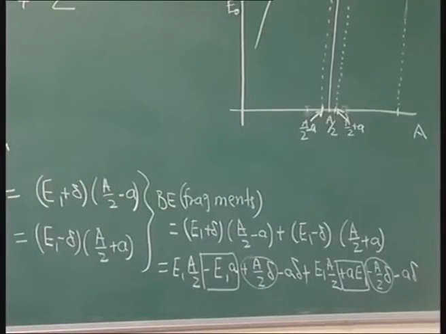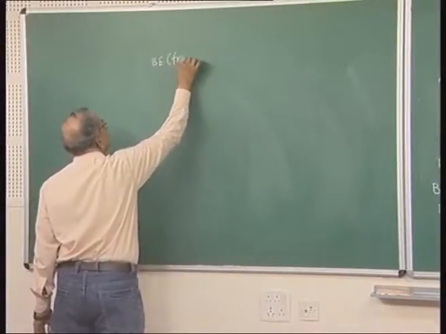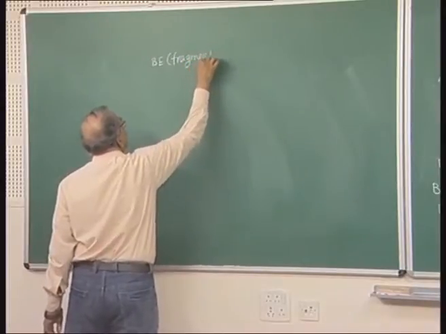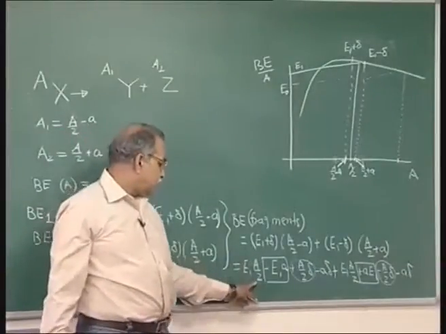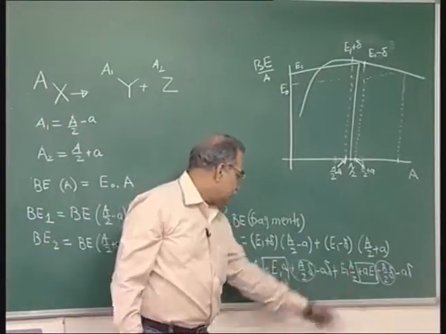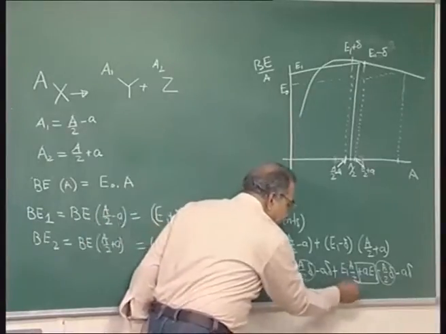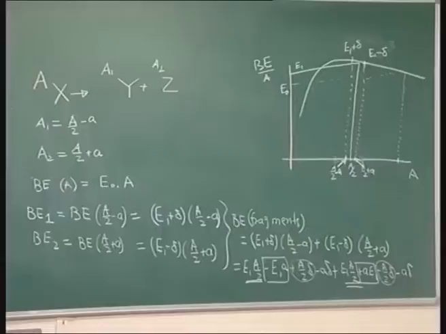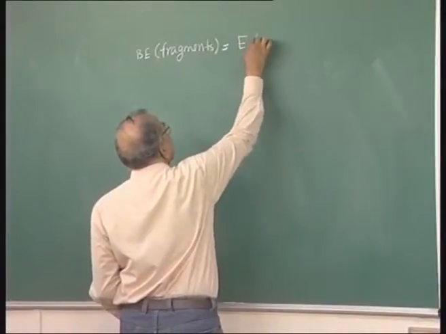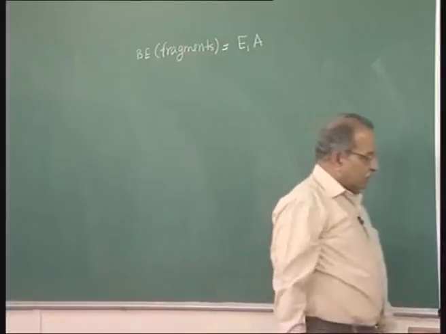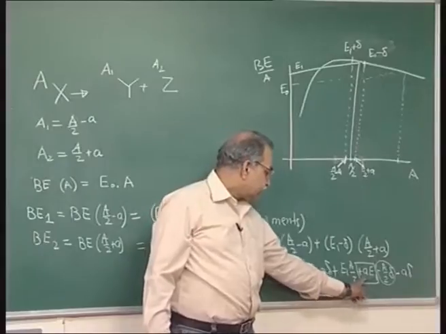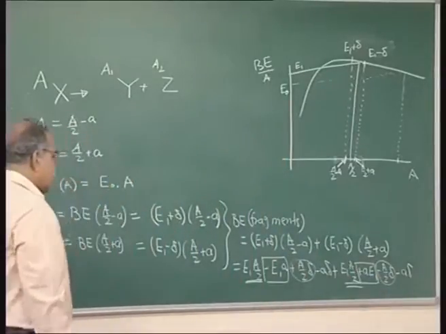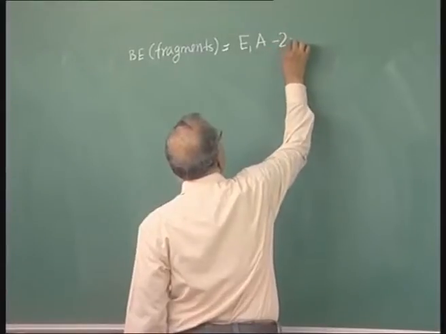So, what is left? This binding energy of the fragments is equal to E1 into A by 2 here and E1 into A by 2 here. So, this term and this term is just E1 times capital A. And then these are out, minus a delta here, minus a delta here. So, minus 2 times a delta.